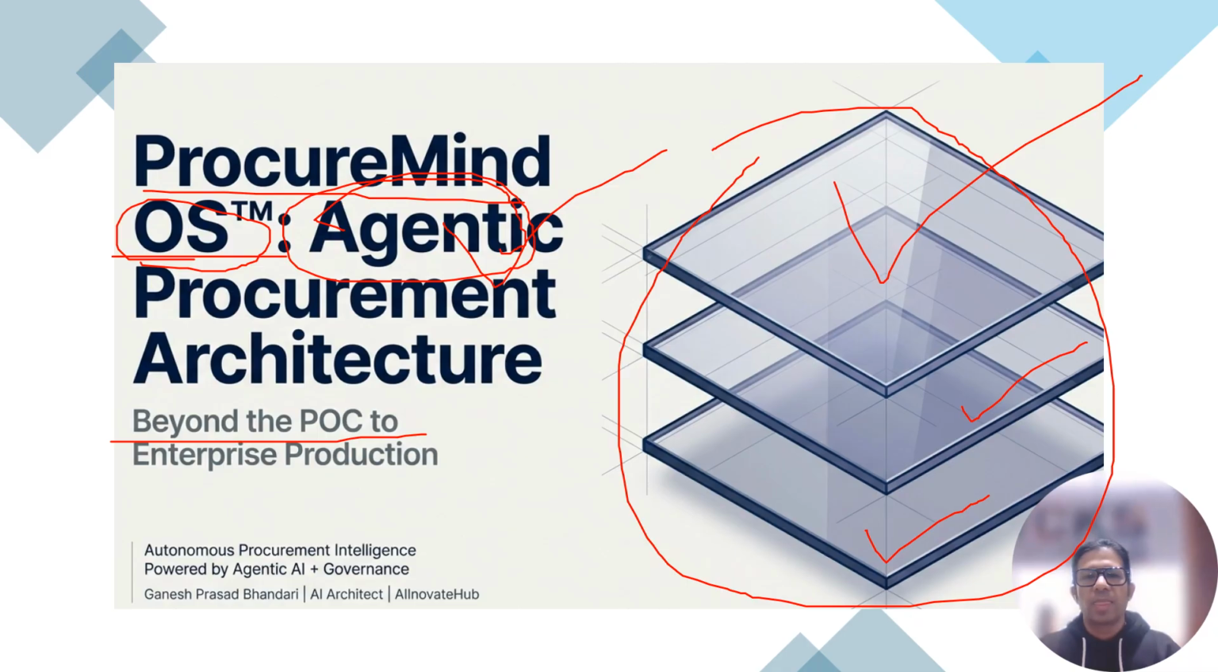See, beyond the POC to enterprise production. This line is the whole point. Beyond POC, because in procurement, production means approvals, delegation of authority, audit trails, compliance checks, vendor onboarding, and safe execution. So in this walkthrough, we are not just generating recommendations. We are designing a system that can operate inside MNC controls.